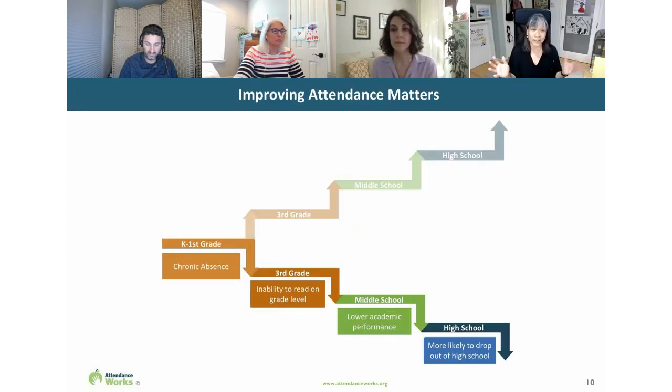And we know that it matters, if you go to the next slide, thank you, because now there's a whole wealth of data that shows chronic absence, starting in kindergarten and first grade, is associated with poor attendance in later grades, the inability to read on grade level by the end of third grade, lower academic performance, higher suspensions in middle school, and high school dropout. Next slide.